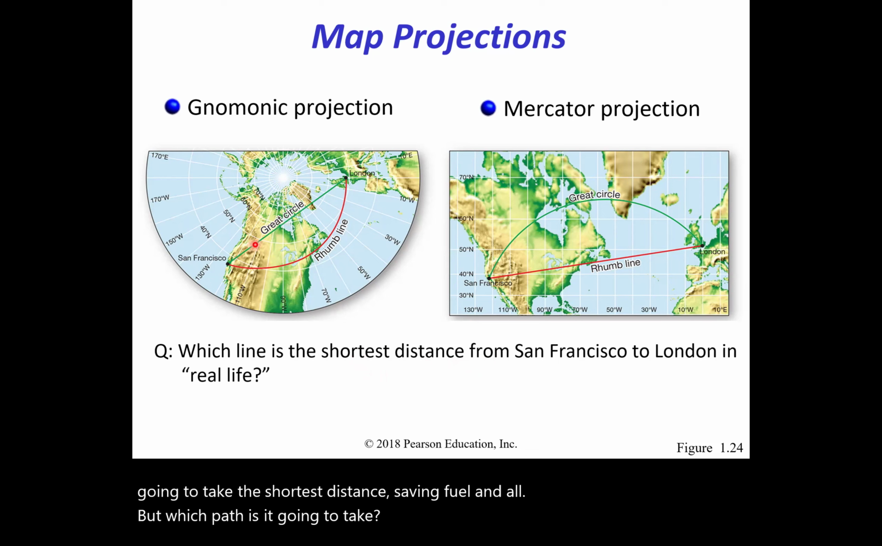A great circle path and fly over Greenland? See, it's passing over Greenland in both projections. Or is it going to follow this rhumb line and stay mostly over the US, passing over a pretty good section of the Atlantic Ocean? Which one is actually shorter in real life?